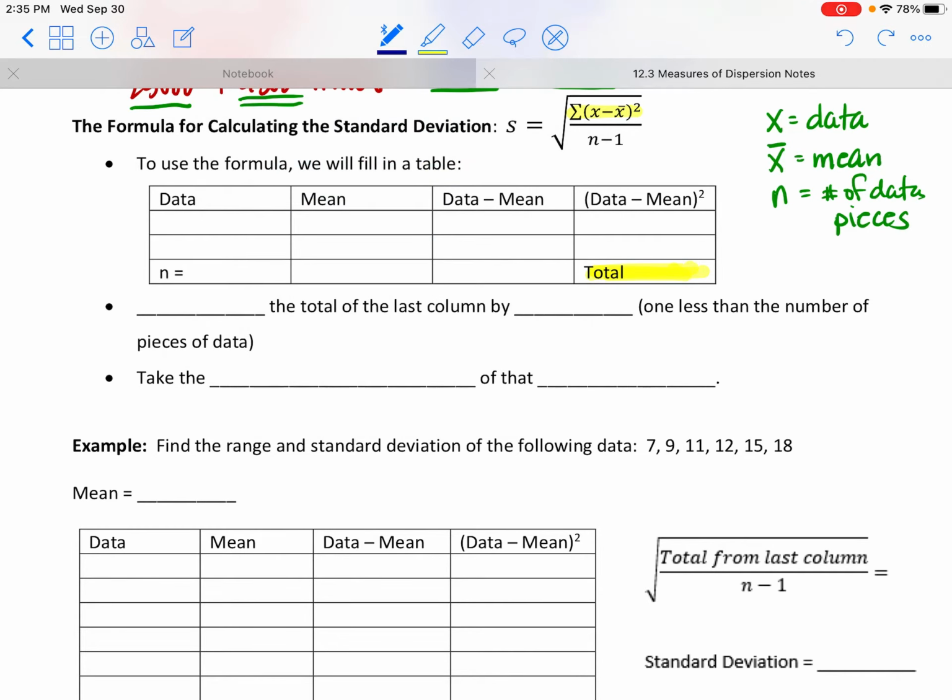we're going to divide that total in that last column by n minus 1. So n, remember, is the number of data pieces. If there were like 6 values in the set, then 6 minus 1 would be 5, and that's what we're going to divide by here. So n minus 1, 1 less than the data, that's what goes in the bottom of that fraction. And then lastly, we're going to take the square root of that quotient.